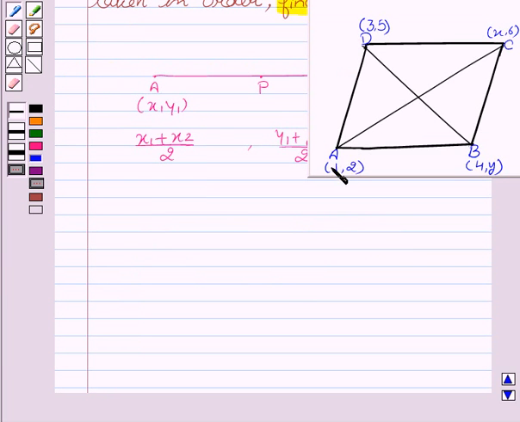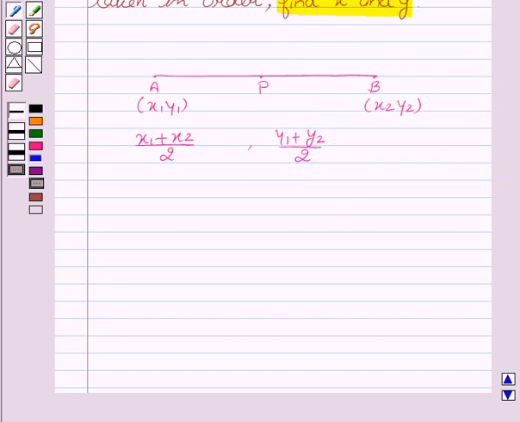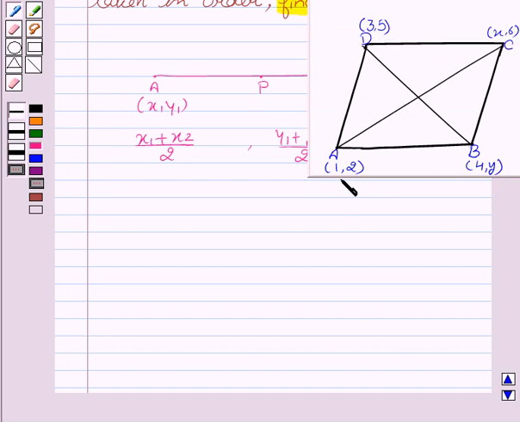According to the question, here is the figure of a parallelogram ABCD with the coordinates of A as (1, 2), B as (4, y), C as (x, 6), D as (3, 5). Now, we all know that the diagonals of a parallelogram bisect each other. So, let's discuss the question further.